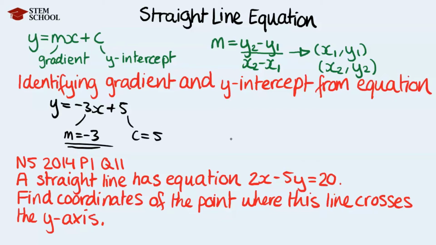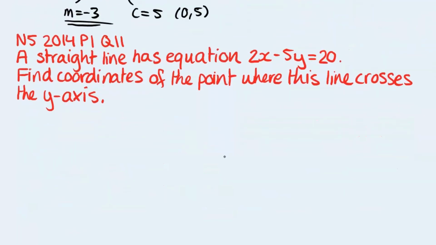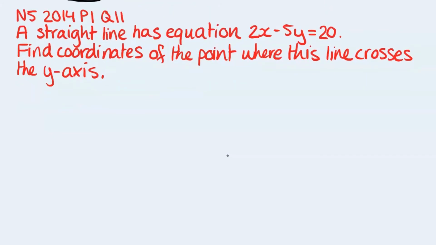Okay, now if you're ever asked what are the coordinates of the point where the line intersects with the y-axis, well then it'll be 0, 5. Okay, that's the full coordinate, the x coordinate and then the y coordinate. Okay, so that's quite simple, right? Now let's go on to an exam question where we need to demonstrate this. Okay. So this question is saying a straight line has the equation 2x minus 5y is equal to 20, and we want to find the coordinates of the point where this line crosses the y-axis, okay?